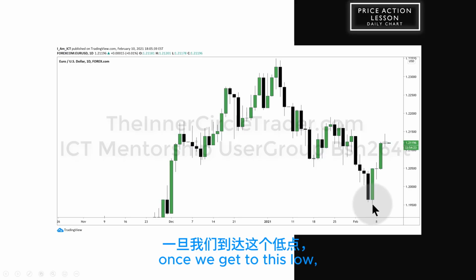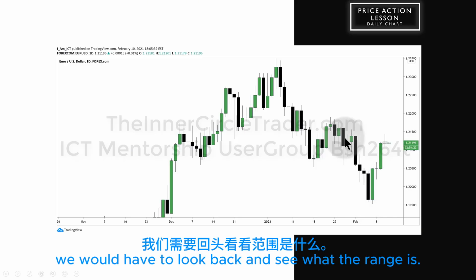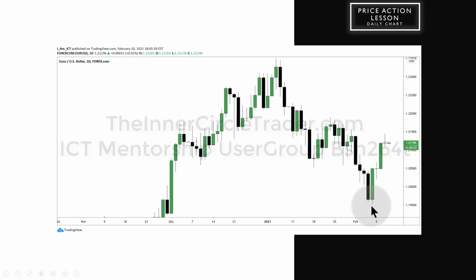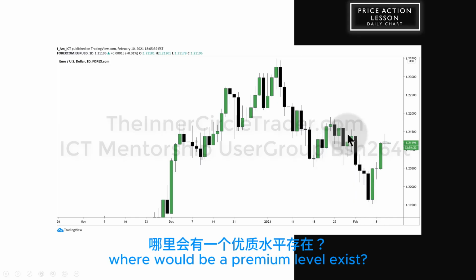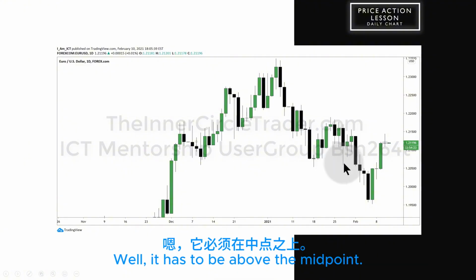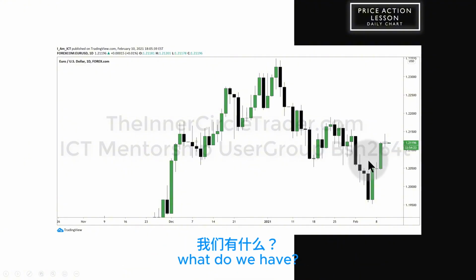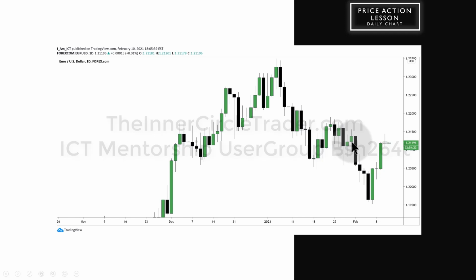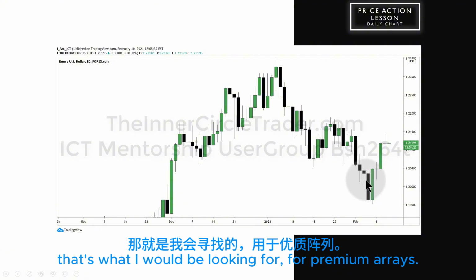Once we get to this low, we would have to look back and see what the range is. Okay, so from this high down to this low, where would a premium level exist? Well, it has to be above the midpoint. So above the midpoint, what do we have? We have a small little fair value gap. We have the last up close candle, bearish order block, and then we have the rejection block, old high. So that's what I would be looking for, premium arrays.